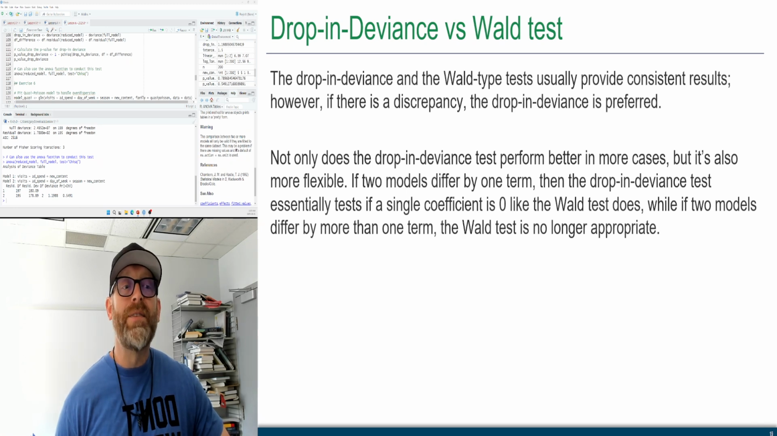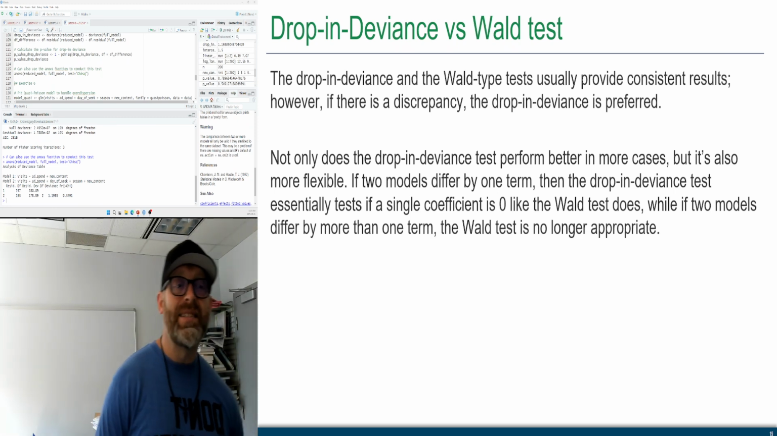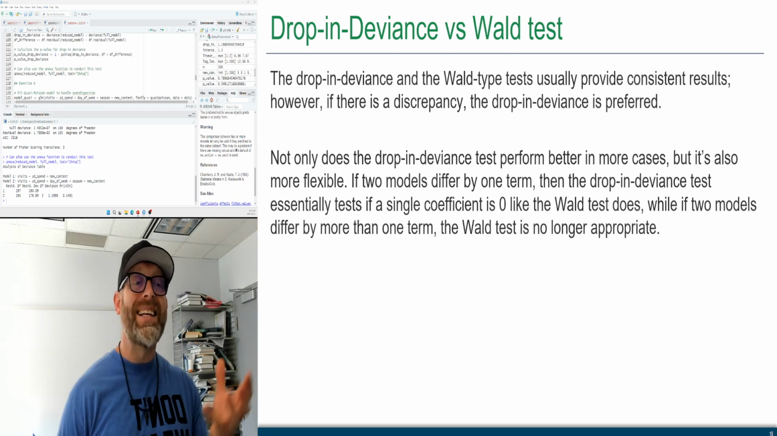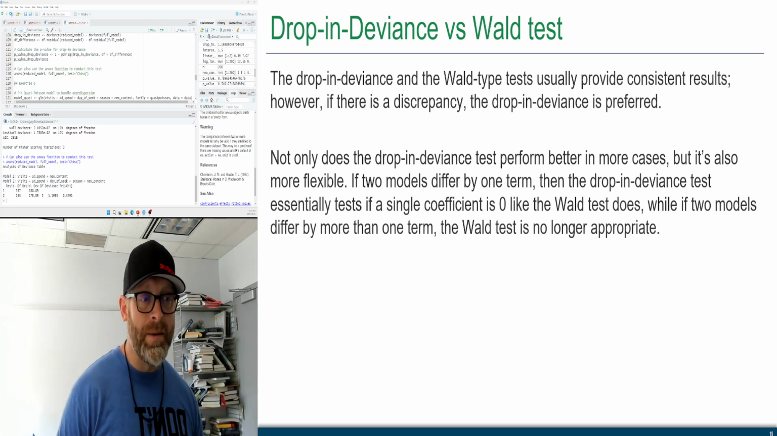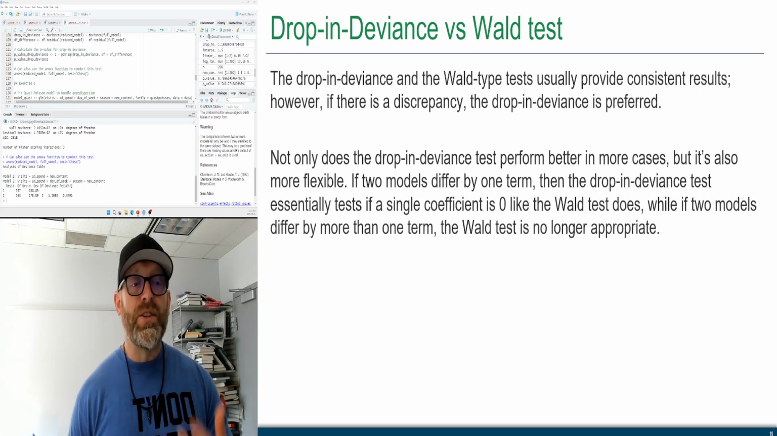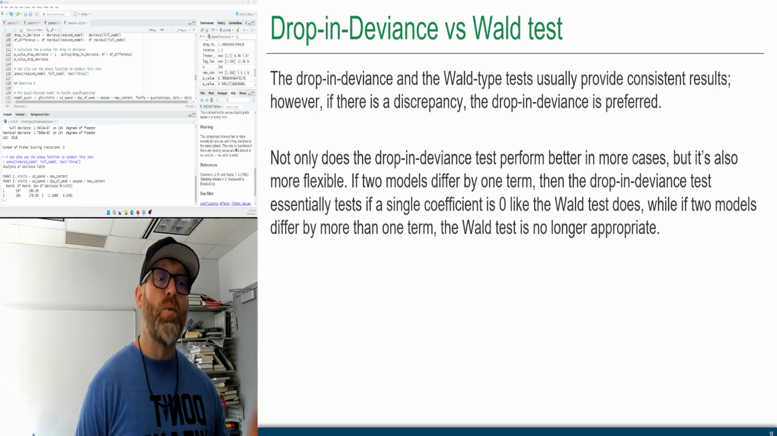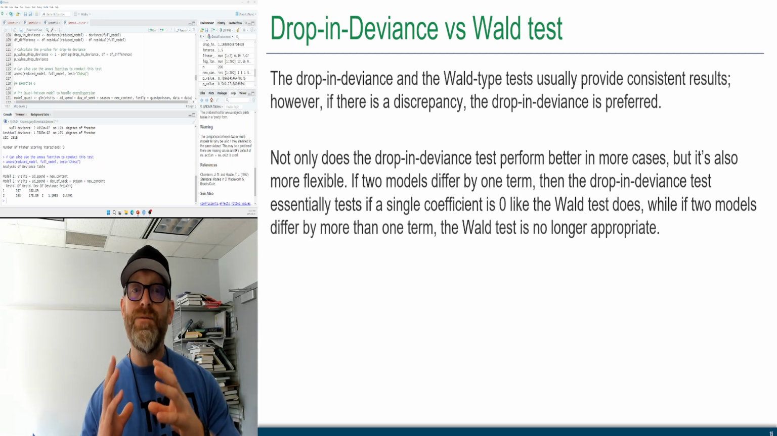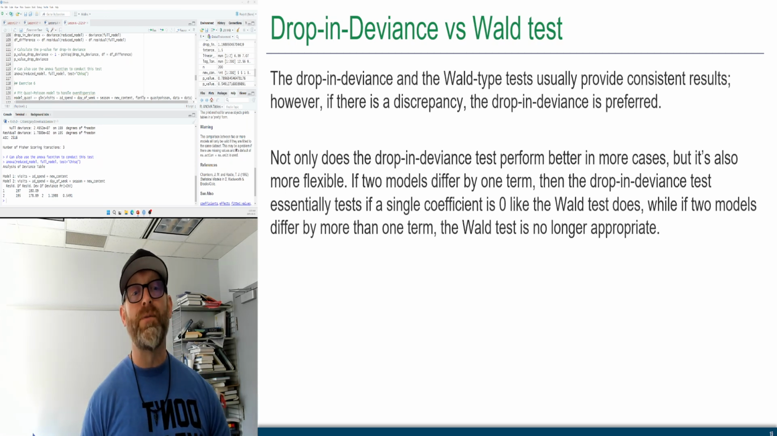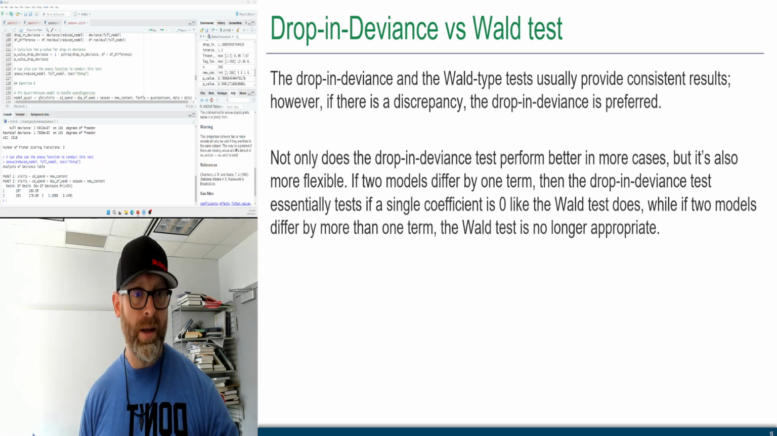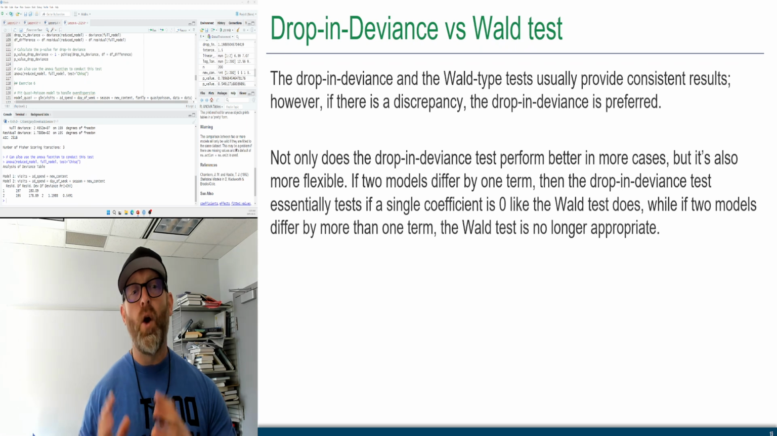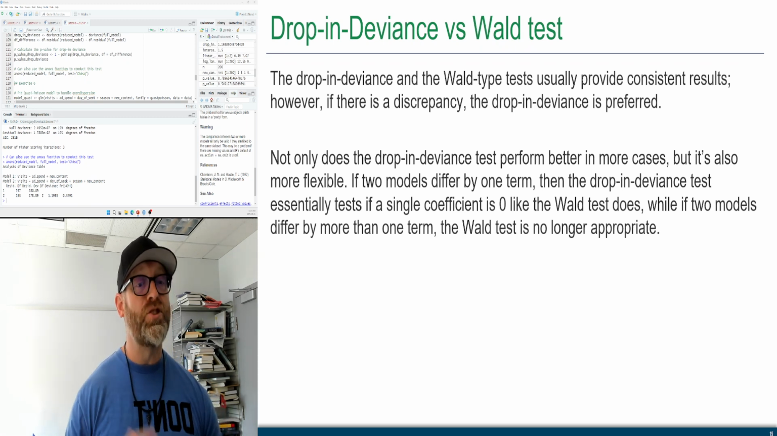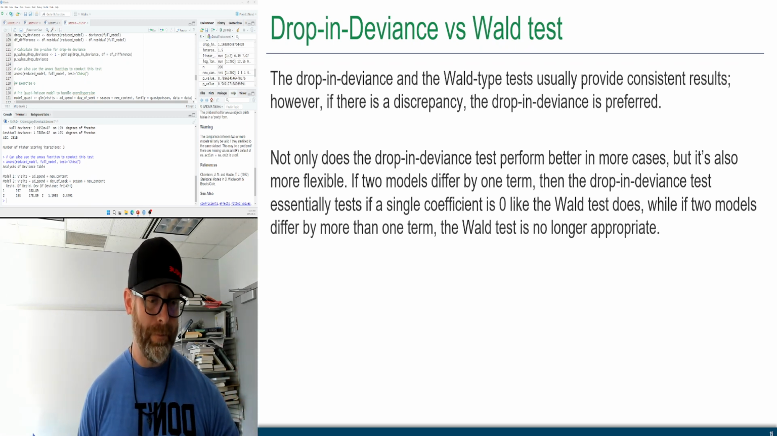If two models differ by only one term, then the drop in deviance test essentially tests if a single coefficient is 0 or not. So it's basically doing exactly the same thing as the Wald test does. While if the two models differ by more than one term, then the Wald test is no longer applicable. As I said, when we're doing the Wald test, we're looking at each individual predictor variable. Here we're looking at a subset of them. So if we're doing a drop in deviance test with respect to only one variable, they should be working in exactly the same way.